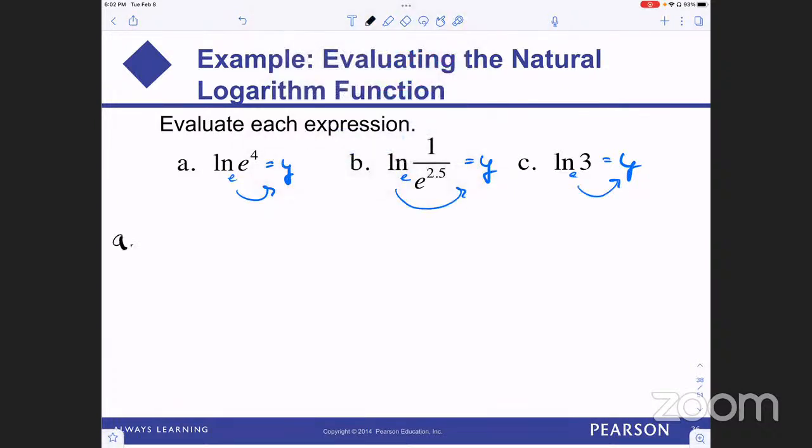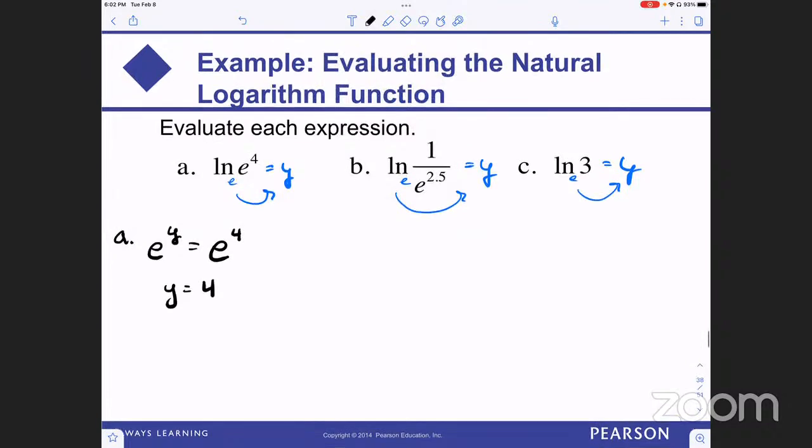So then for part A. This is log base e. If the base e swings, we're going to have e to the power of y equals e to the power of 4. So then y equals 4. For the next one, we're going to have e to the power of y equals, now we got 1 over e to the 2.5. So I'm going to rewrite that as a negative exponent. All right. So then we get y equals negative 2.5.